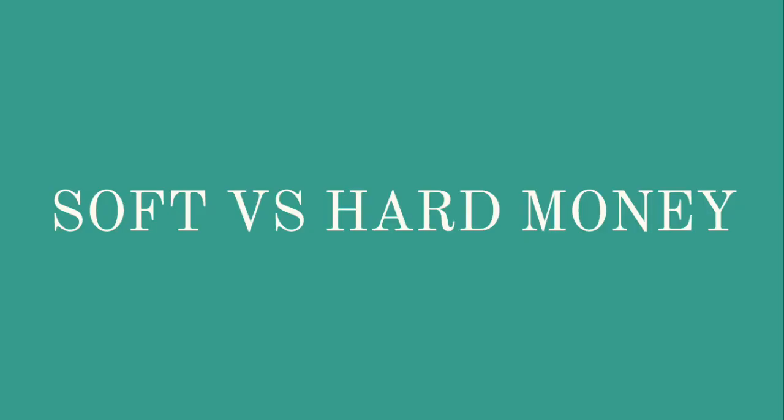Now, there are two types of money. It's called soft versus hard money. Soft money is funds raised and spent by political parties, corporations, and labor unions that can only be spent on activities that do not affect the elections of candidates. However, hard money is money that is regulated by the Federal Election Commission that can be used to support the election of a specific candidate.